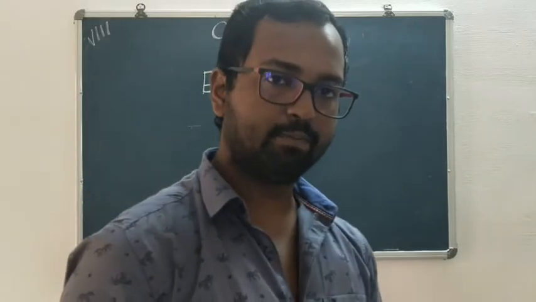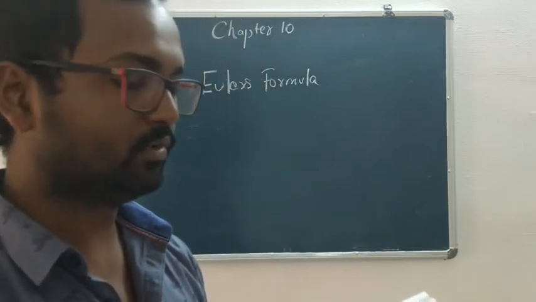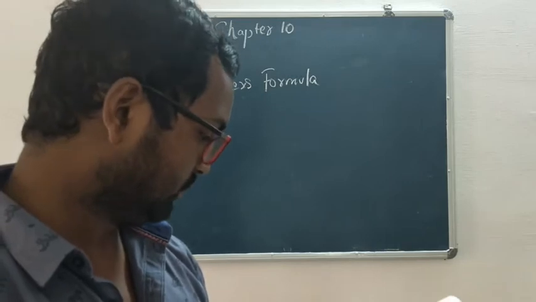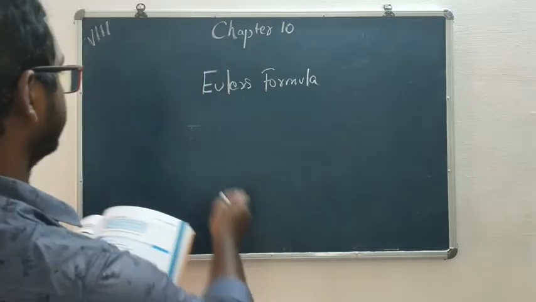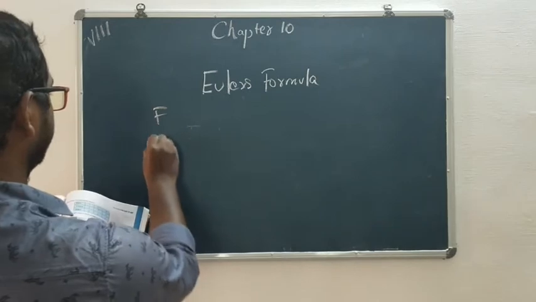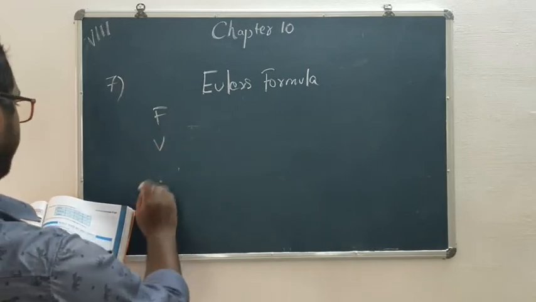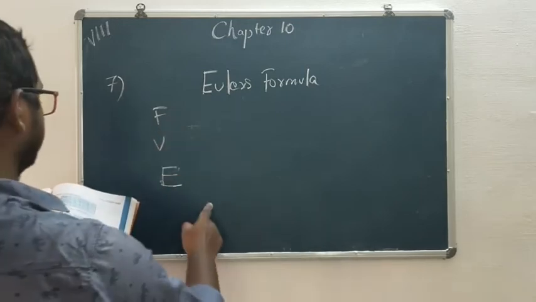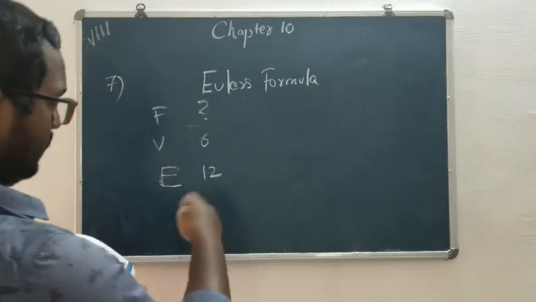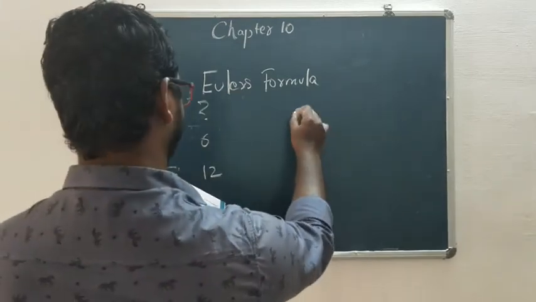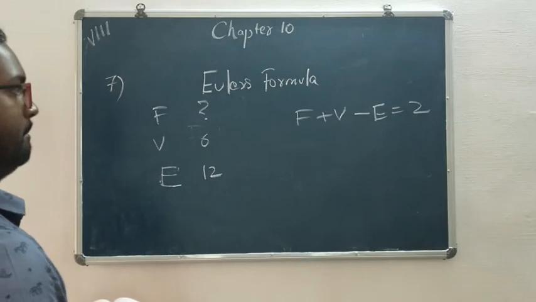Look at exercise 10.3, question number 7. Using Euler's formula, find the unknown. Okay, let's solve this. In this, it's given like this. We have faces, we have vertices, and we have edges. This is question number 7. So faces, the first one, the face is question mark, then 6 and then 12. Okay, so let's solve and find the faces using Euler's formula, which is F plus V minus E is equal to 2.